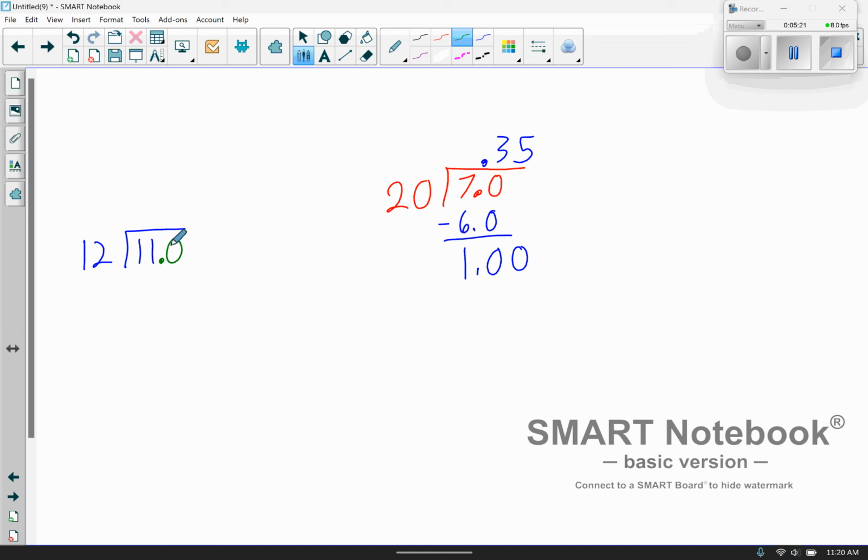So let's see. I think it's going to be 9. So let's see. 9 times 12, and if you need to, just do your scratch paper. Let's see. 8, carry the 1. So that'll give me 108. So 108. And so we'll go ahead and subtract that from this. And so you're going to have to borrow here. And so we're going to end up getting 0.2.